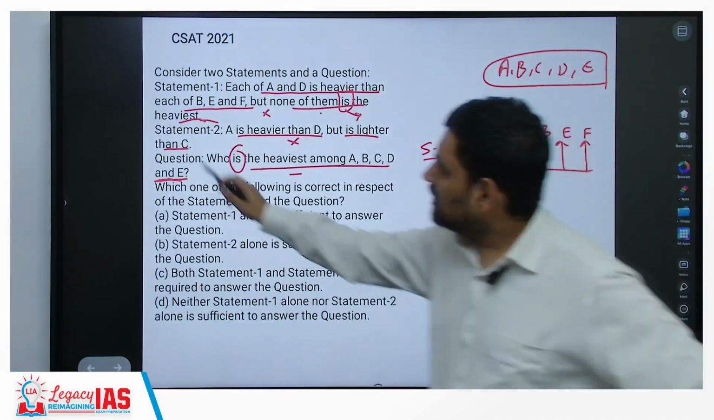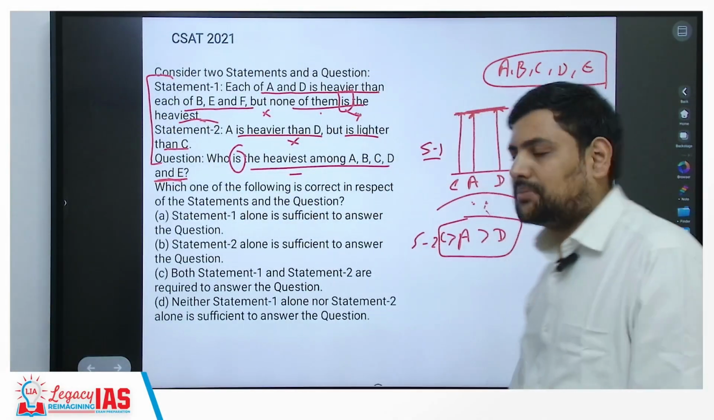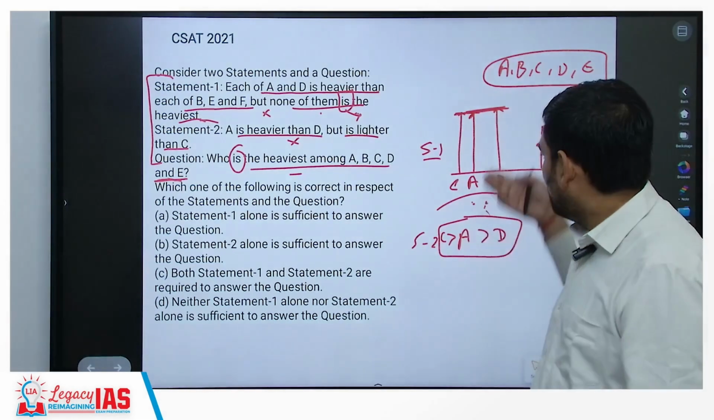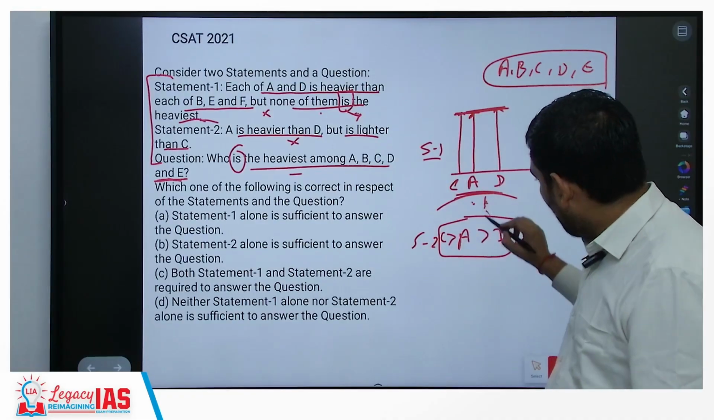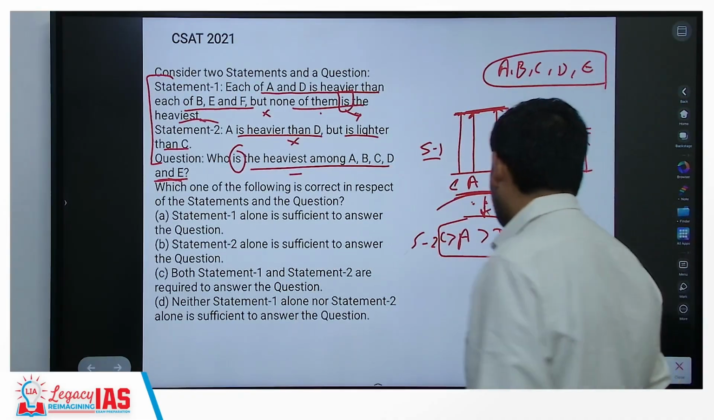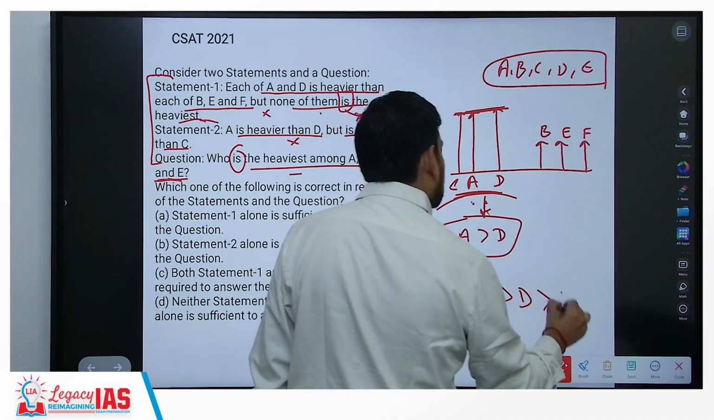But if you see them together, then what happens? If you see them together, then of course you know either they were equal, that's why you were not able to guess. But now you also have the ranking of C, A and D, so you can clearly write that C is greater than A, greater than D, greater than B, E, F.